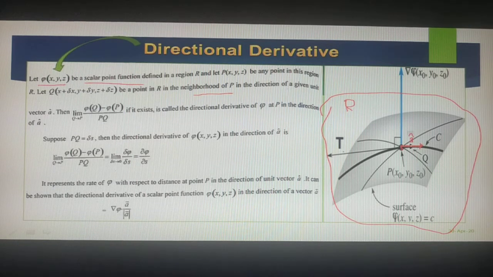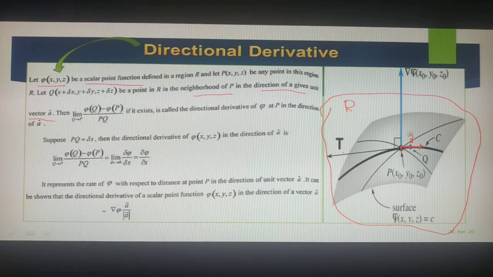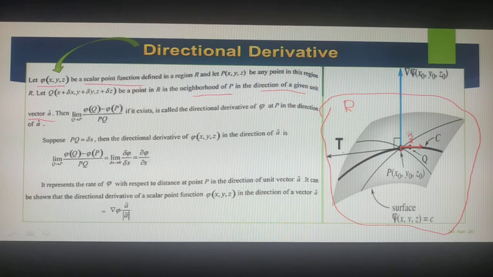So this is one more point Q, in the neighborhood of P, in the direction of a given unit vector A cap. So I am taking some vector A, and in the same direction the unit vector A cap, and in the same direction I took some point Q. Now, as you know, if I want to get the slope between these two points, let us assume this is a straight line, there is some slope. So in that case, it is simply y2 minus y1 by x2 minus x1.